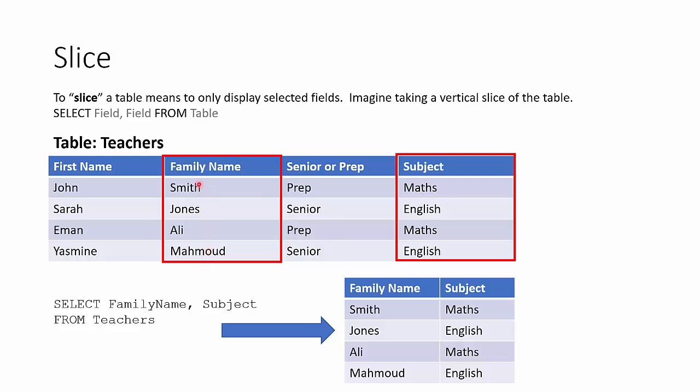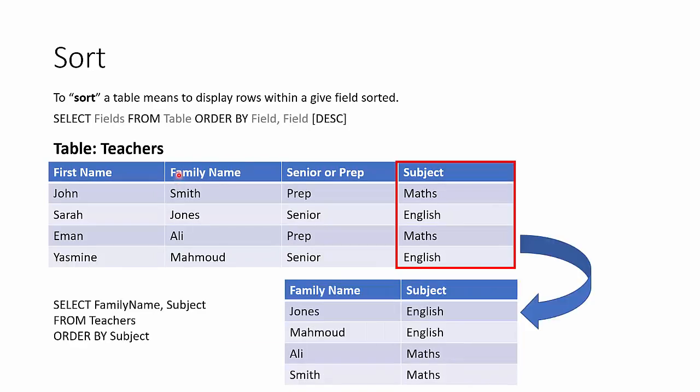So when we slice, it's just like taking a vertical slice through the table and only returning those fields that we want. The next thing that we can do is we can sort a table. When we sort a table, that means to display the rows with a given field sorted. The way we do that is we use the order by command.